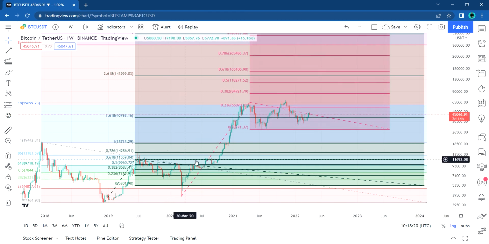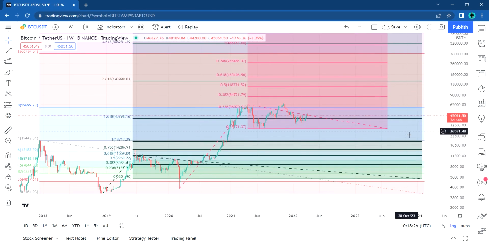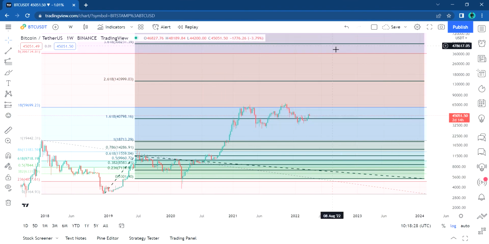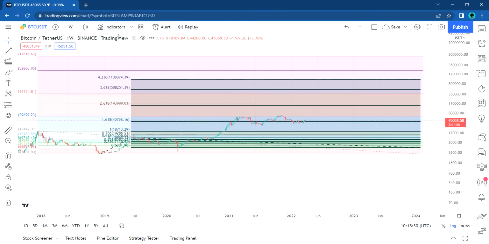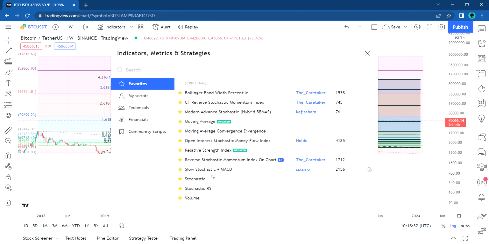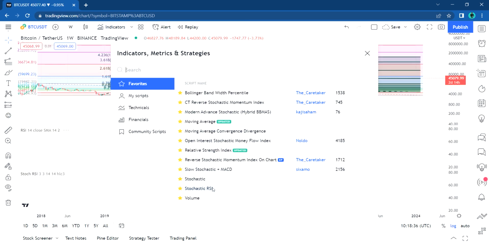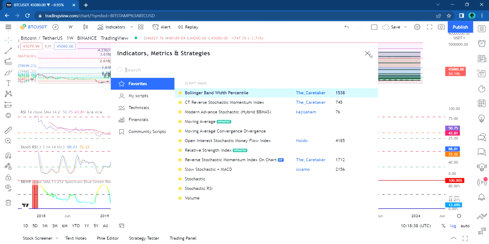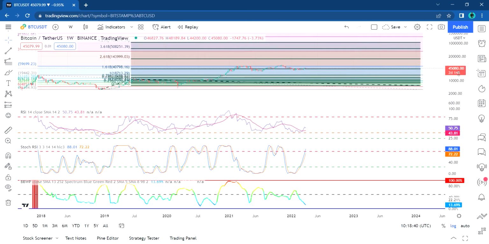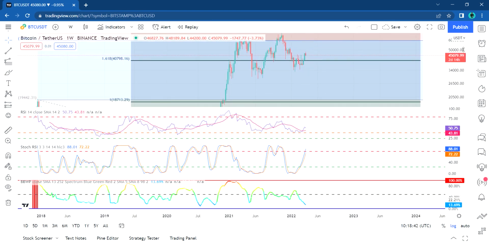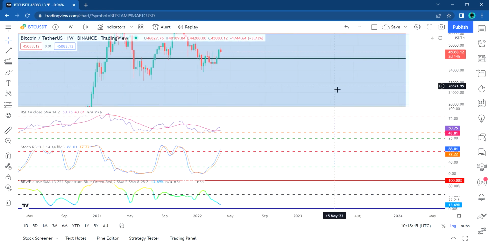So this is just levels. You use this in conjunction with the indicators. So let's see what the indicators would have been saying, again using just RSI, stochastic RSI, and the volatility indicator. Let's see if there's confluence.